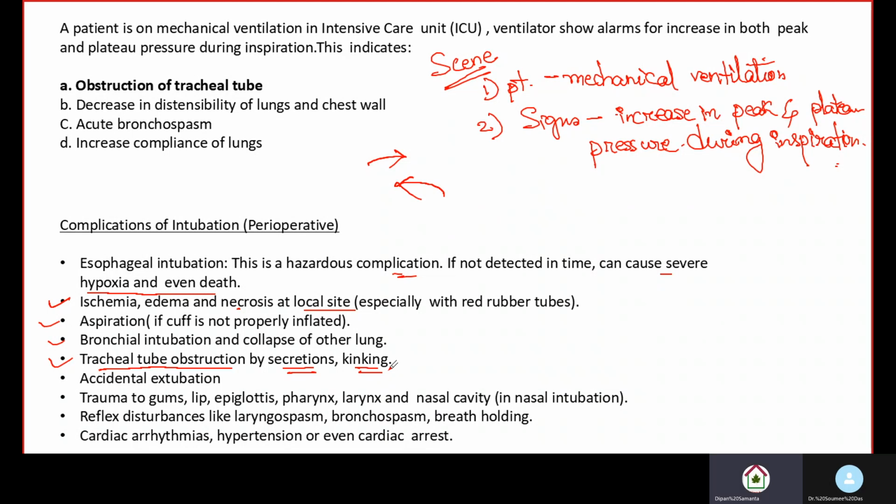So now tracheal tube obstruction. When tracheal tube obstruction happens, air cannot come out, and during inspiration air also cannot go in. If a little bit of air goes into the lungs during inspiration, the pressure is increasing a lot. This shows tracheal tube obstruction occurred. Now why it occurred? Maybe due to secretion.